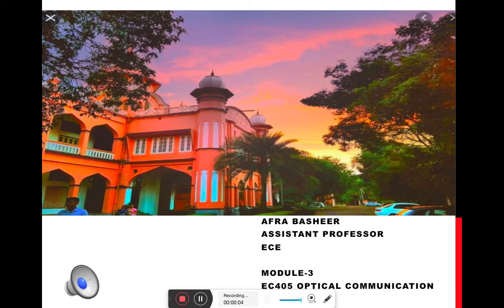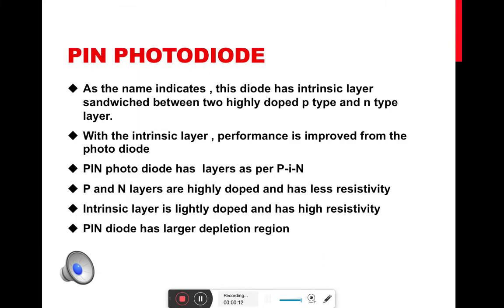In this video lecture, we'll be learning about two types of photodiodes: the PIN photodiode and the avalanche photodiode. A PIN photodiode is a type of photodiode. The difference between a normal photodiode and a PIN photodiode is that in a PIN photodiode we have an extra layer between the p-type semiconductor and the n-type semiconductor, that is the intrinsic layer, and this intrinsic layer is sandwiched between the two highly doped p-type and n-type semiconductor layers.